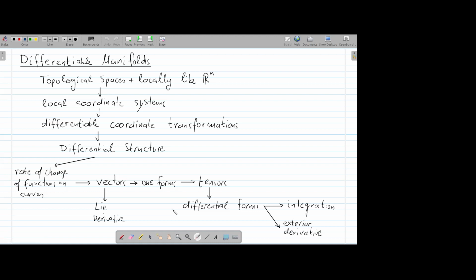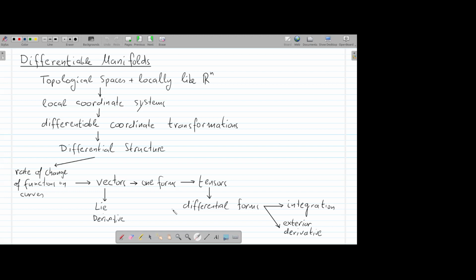So as an overview, let's see what differentiable manifolds are. In the beginning, we start with topological spaces, and we require that they are locally like Rn. That means that all their points can have coordinates in Rn, and these are called local coordinate systems. There are many such coordinate systems, and when we transform coordinates from one coordinate system to the other, we require that these maps are differentiable.